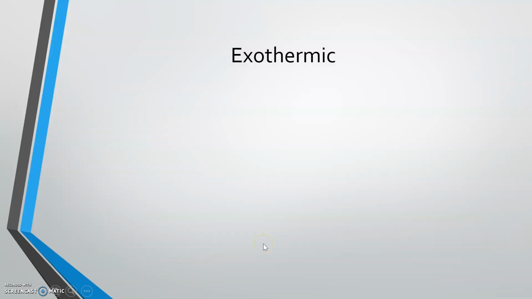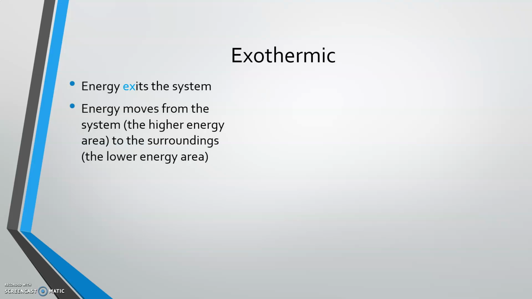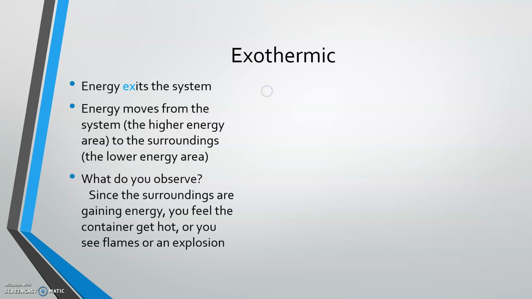Okay, so the other type of reaction is an exothermic process. So in an exothermic process, energy is exiting the system, energy leaves the system, and if it leaves the system, where does it go? It goes into the surroundings. So energy is moving from the system, which has the higher energy, to the surroundings, which in this case is going to have the lower energy.